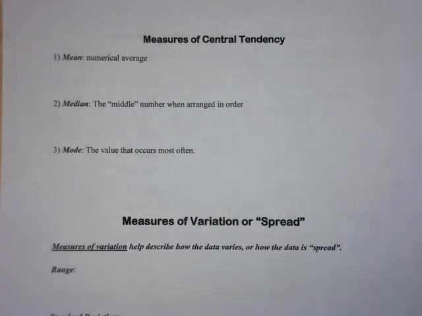Okay, so we're going to look at part of Chapter 2, which is measures of central tendency and measures of variation or spread. And this is meant as just a quick review of some of the terms that you've learned in the book and the online videos. The focus of this is going to be more toward using your calculator to find those different values.